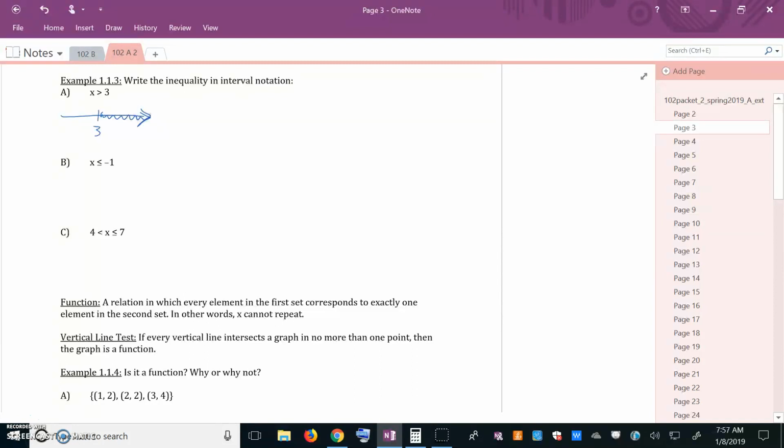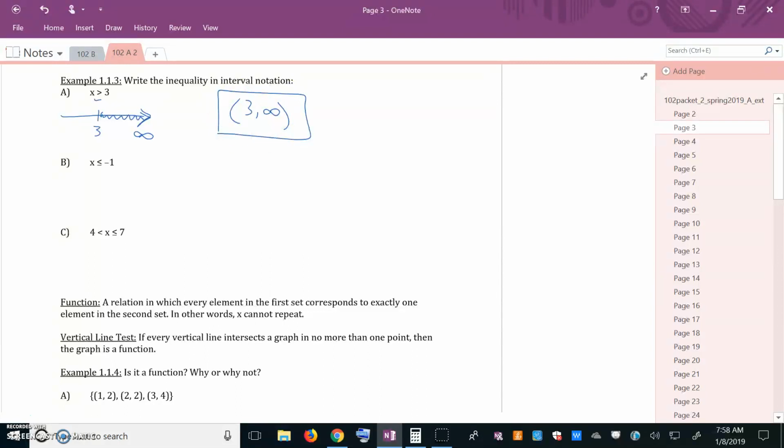Now it keeps going, so I'm going to write an arrow to the right. And if we keep going larger like that, that means we're going to positive infinity. So I would write this as (3, infinity). Now I need to have either parentheses or brackets around that. Since I have a strictly greater than sign, that means I use parentheses. And there's my interval.